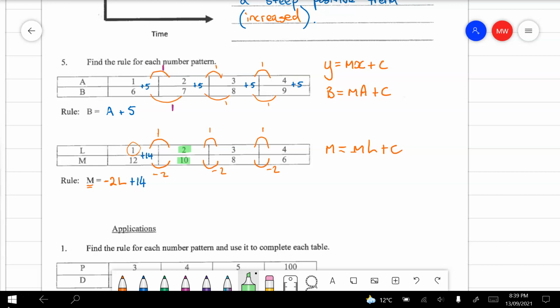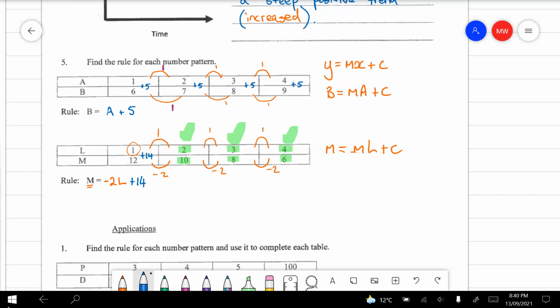That's great. That works. So tick. Let's check the next one. Minus 2 times 3 makes minus 6. And minus 6 plus 14 makes 8. That one's good too. Check this one. Minus 2 times 4 makes minus 8. Minus 8 plus 14 gives me 6. Tick. That one's great as well.